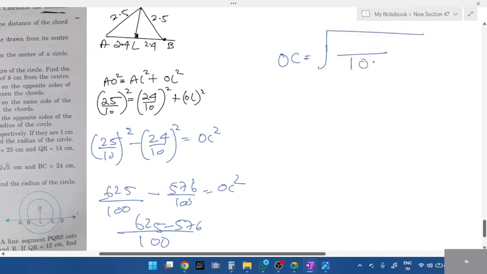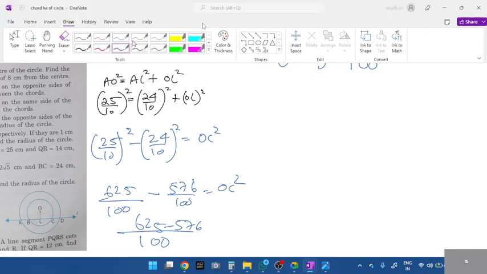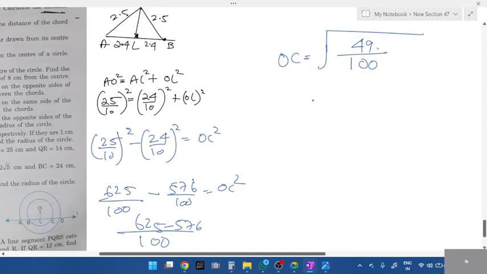No, no, no. 100. What is 625 minus 576? Is it 49? Did all of you understand till here, students? Okay, now 49. How do I write 49? 7 into 7. See, don't write root for 0.49. That is wrong. If you try to write 0.49, that is a wrong answer.